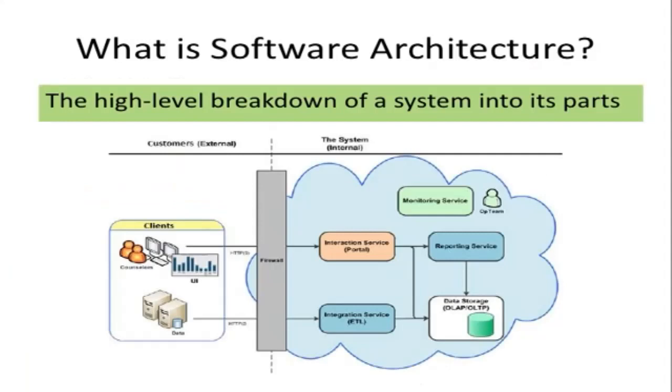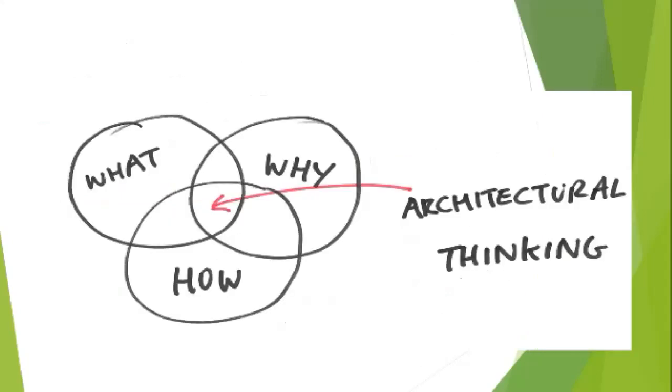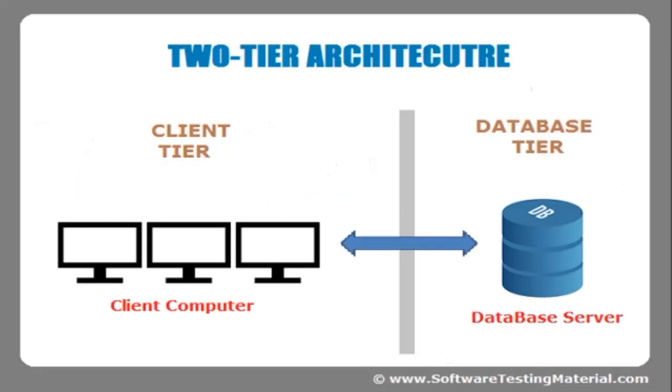Client. This is a diagrammatical representation from which we can easily understand software architecture. What and how of architecture? Architectural thinking: what, why, how? Here is a two-tier architecture. In that, there is a client tier and a database tier, where client computers are connected to a database server.